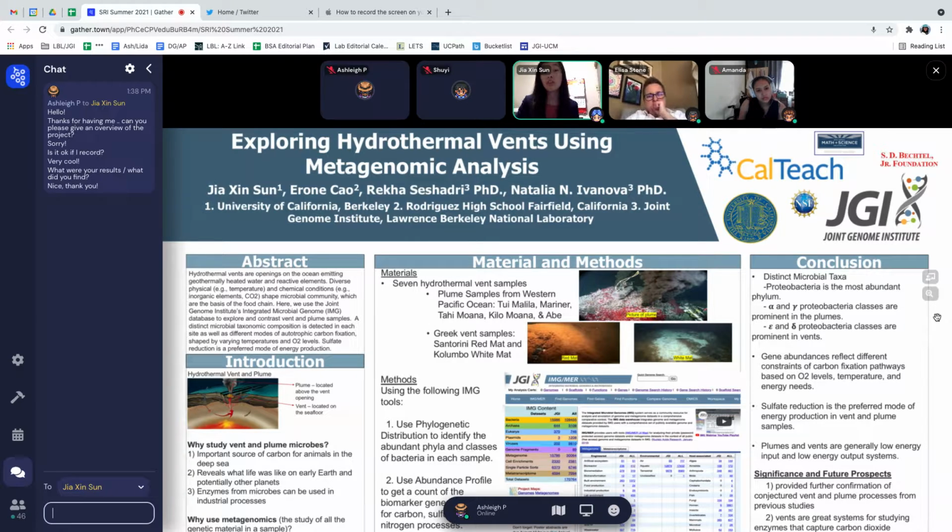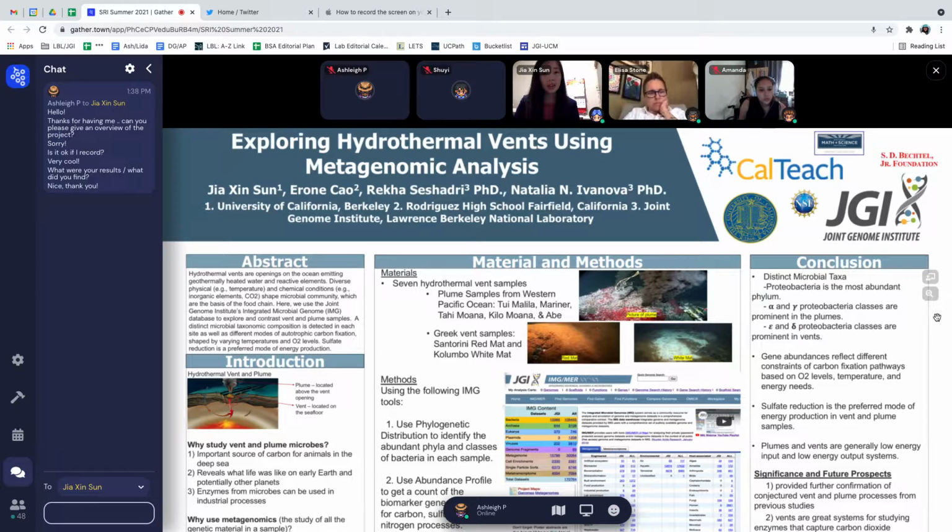what types of bacteria are living in the hydrothermal vents, and what types of carbon, nitrogen, and sulfur processes are in these 7 vents. Five of the 7 are plume samples from the Western Pacific Ocean. The other 2 are vent samples, which I call the red mat and the white mat, because these microbes are clustered in fluffy mats on the floor.